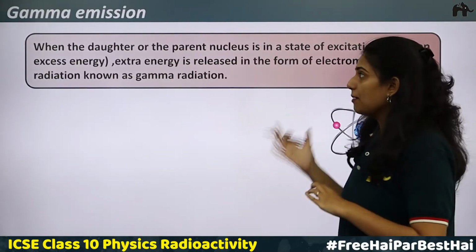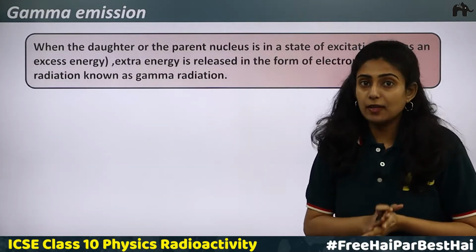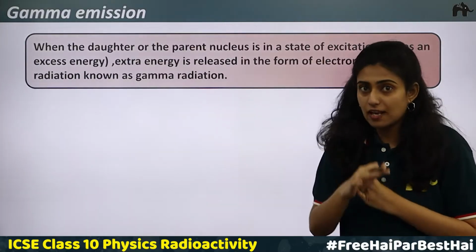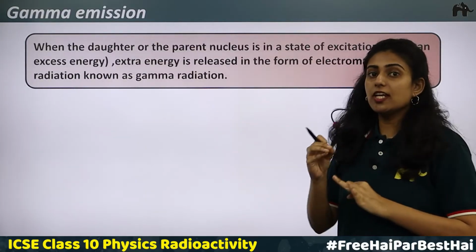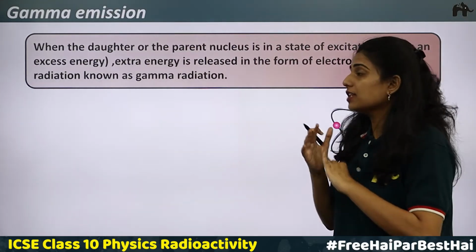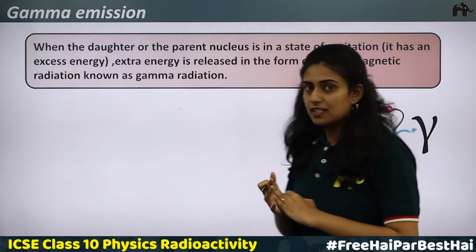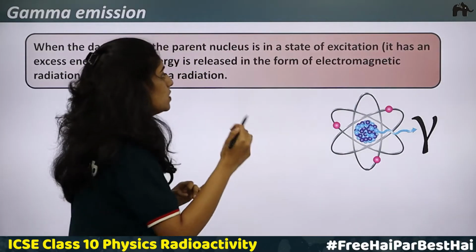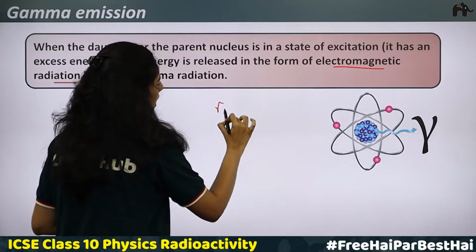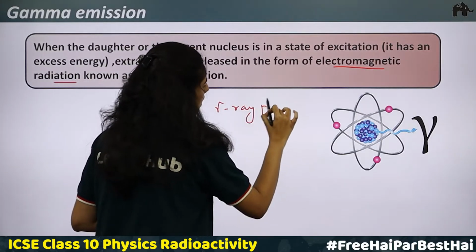Now the third one is gamma emission. So we have understood what alpha emission and beta emission are. In the case of alpha emission, a particle is released, which is the alpha particle. In beta emission, an electron or a beta particle is released. So when you come to the case of gamma emission, there is no such particle released, but a radiation is released, which is an electromagnetic radiation. A gamma ray photon will be released.